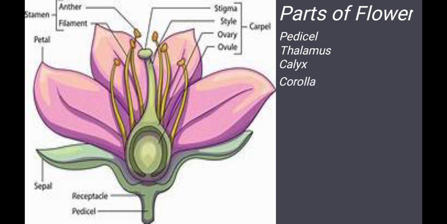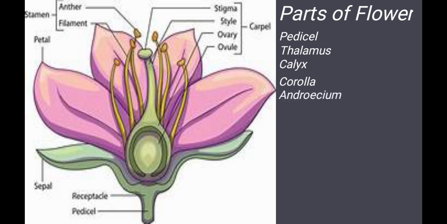Corolla. It is the second whorl of the flower and its individual segment or unit is called petals. The collective term of all petals is corolla. Function. Petals are brightly colored with sweet smell and have nectar which attracts the insects. The insects act as an agent of pollination.